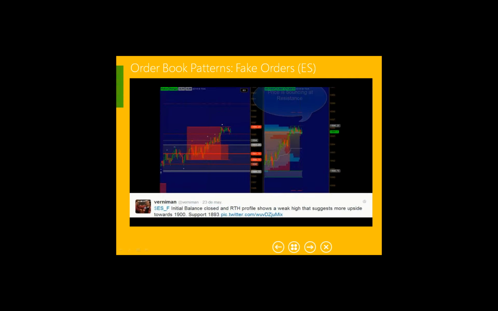Let's see now another example on the ES. In this case, we'll see how a breakout of a resistance is made and how the algos are pushing through it. This trading idea, in fact, is not mine. It's from a Twitter that was made by FT911, a profile Chicago trader.